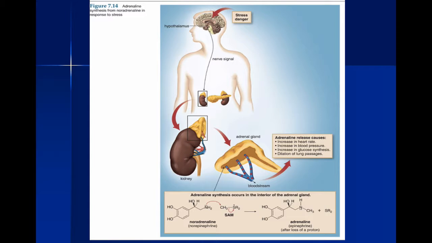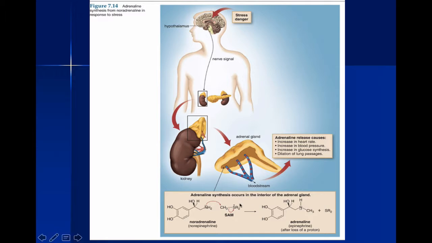It turns out that this is pretty important because you don't want adrenaline in the body all the time, or you would be in this fight or flight response all the time. You'd have an increased heart rate, increased blood pressure, increased dilation of your lung passages to bring in more air, and more glucose would be synthesized. You wouldn't live very long if you were in this fight or flight response all the time, because you'd just be wearing your body out. And so the body makes this on demand. As you need it, it gets synthesized, and the way that the biological system does this is through methylation of norepinephrine.